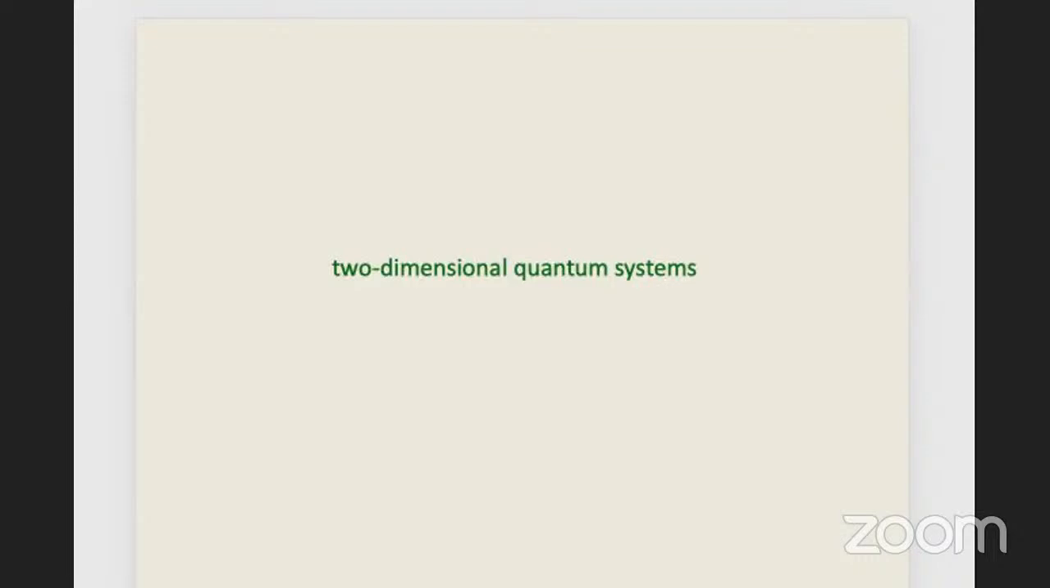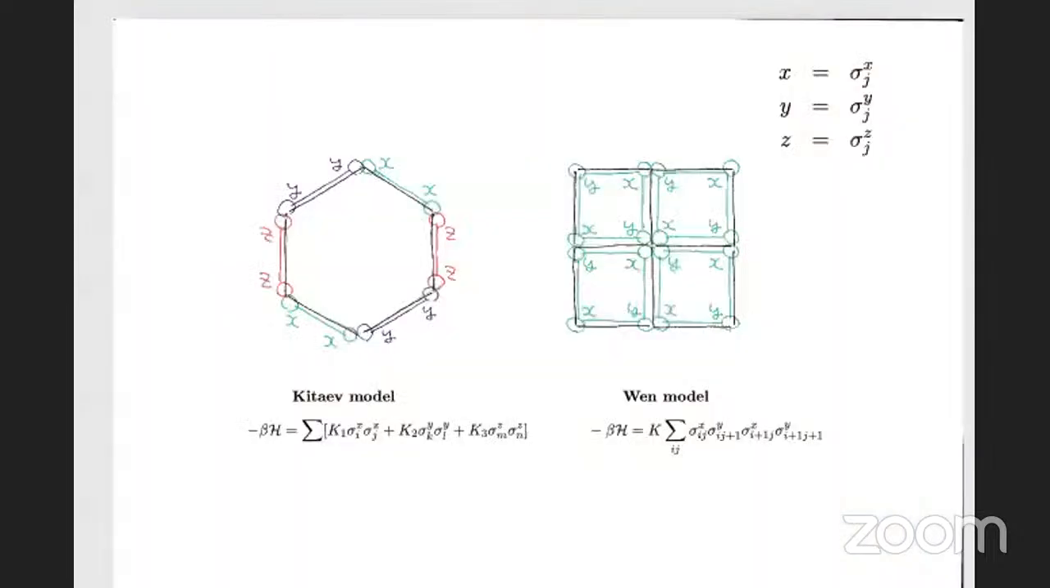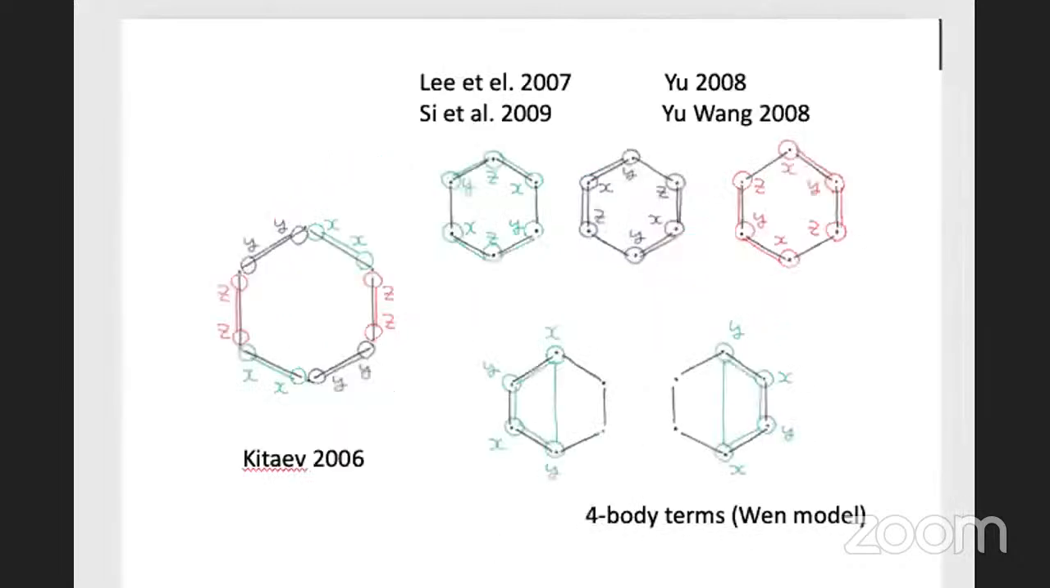Next, we will consider the two-dimensional honeycomb lattice Kitaev model with the Wen toric code interaction. The Kitaev model consists of the two-body interactions sigma X sigma X, sigma Y sigma Y, and sigma Z sigma Z on the honeycomb lattice. This model was introduced by Kitaev and the ground state is specified. The Wen model was introduced by Wen, consists of four-body interactions, and this model is equivalent to the toric code model, which was introduced in connection with quantum computation.